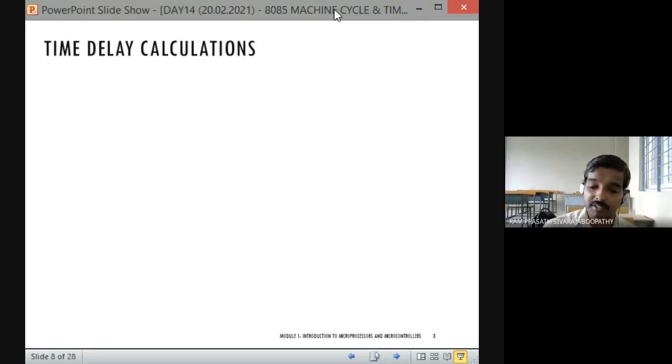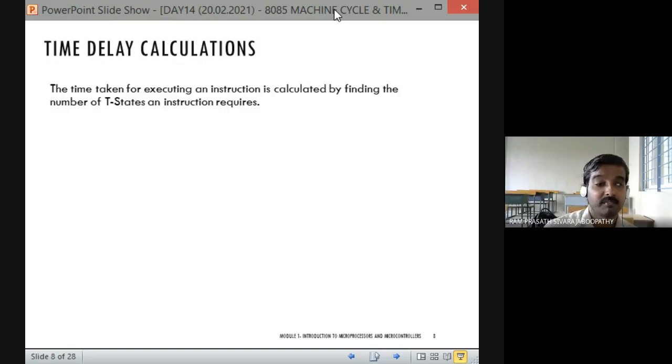Certainly we checked the ready pin. If the ready pin is high, then only during the T3 state will it transfer the data, or else it will get into a wait state. Fine. Assuming no wait state happens, that is what we assume when we write programs. So the time taken for executing an instruction is calculated by finding the number of T states an instruction requires. How long an instruction takes to execute can be found with the help of the number of T states taken by the execution of an instruction.